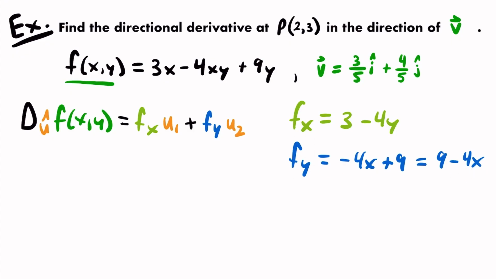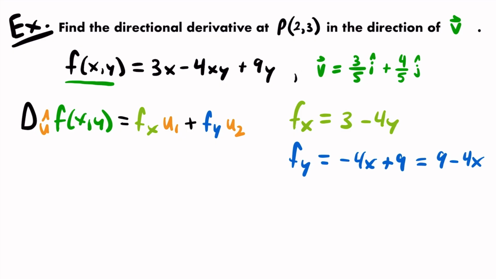Now let's focus on the unit vector. How do we find these two components, u1 and u2? Well, you might be tempted to just grab them straight from the vector that we've been given, but you have to be careful. You want to make sure that the vector that you've been given is a unit vector, because this formula for a directional derivative is assuming that u1 and u2 are the components of a unit vector, a vector with a magnitude of 1. We are not specifically told that that is the case for this vector here. We're just given a vector v with these components.